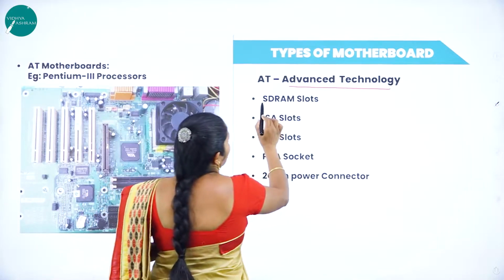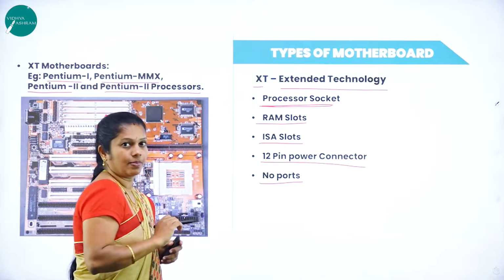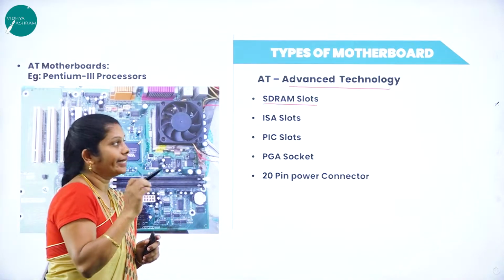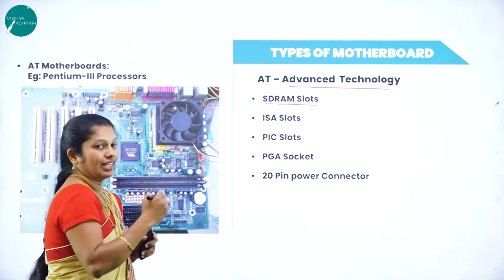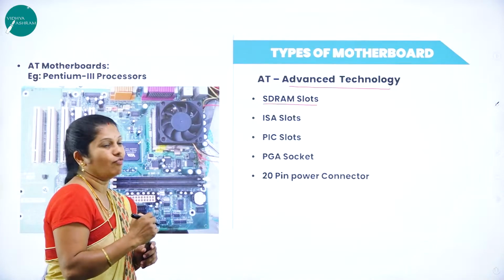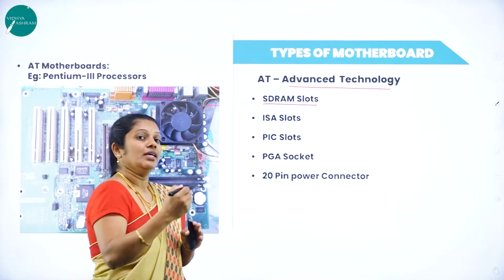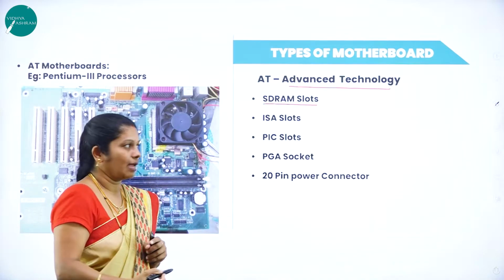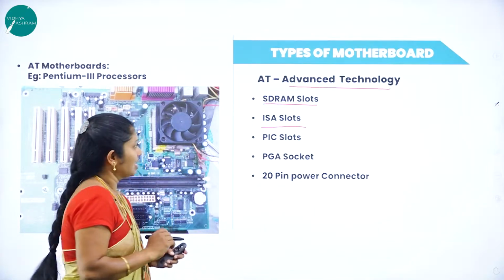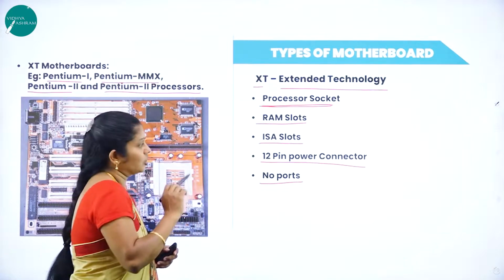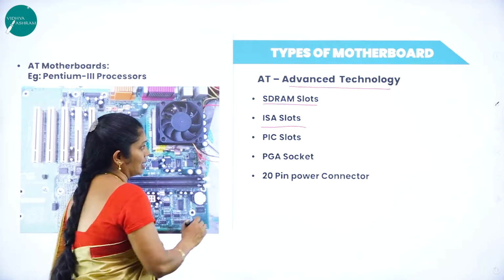In this we have SD RAM slot. If you observe the previous one, we only have RAM slot. But here we have SD RAM slot, synchronous dynamic random access memory. We have several types of RAM. Under that we have double data rate synchronous dynamic random access memory. Under that SD RAM slots we have, as well as ISA slots, that is industry standard architecture slots, are there.